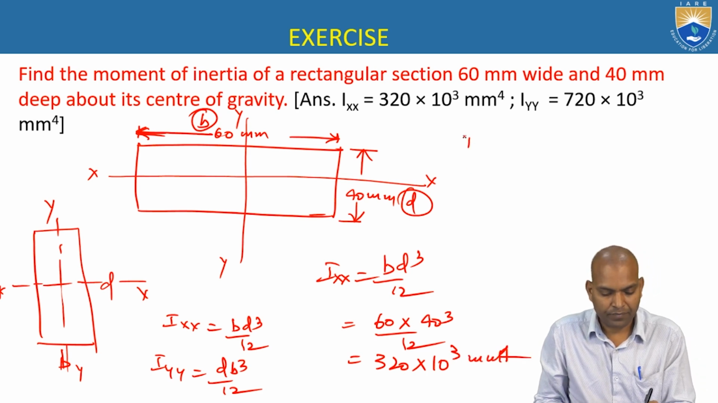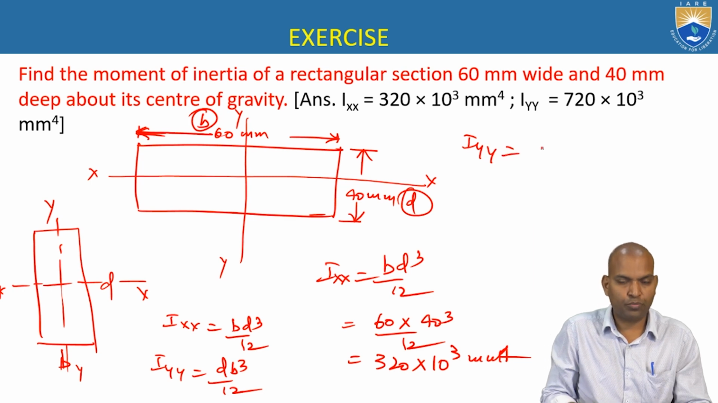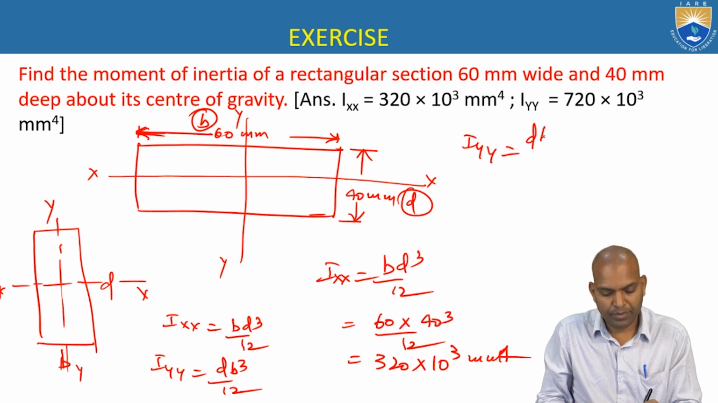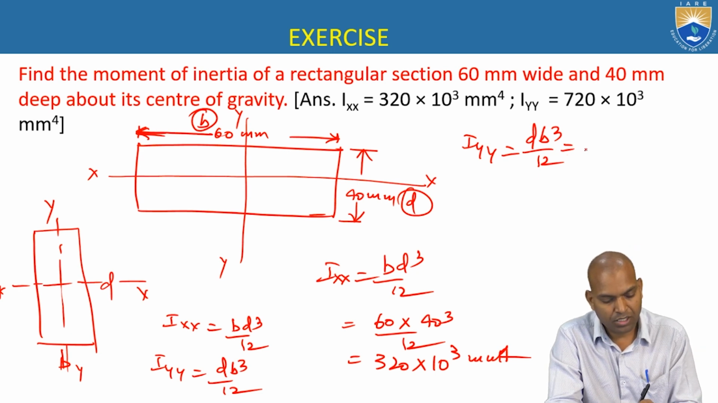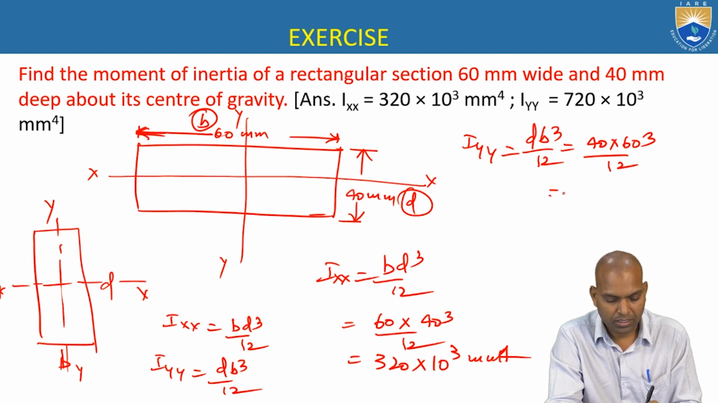Next, IYY. That is DB cube by 12, direct substitution. D value is 40 millimeters, B is 60, cube by 12. That is 720 times 10 cube millimeter power 4.